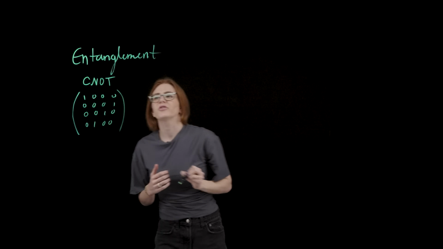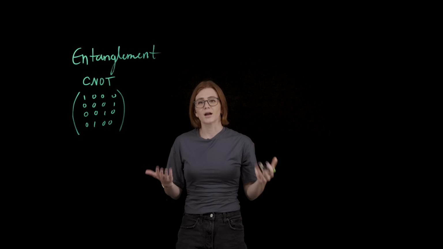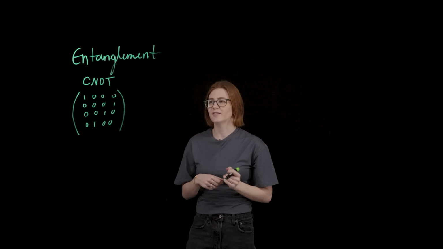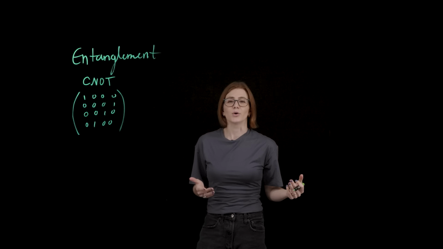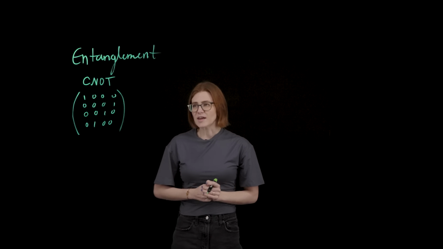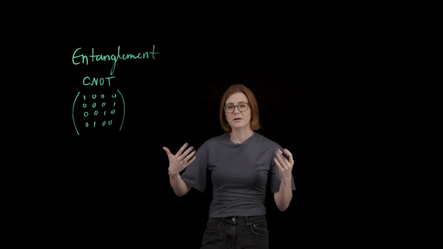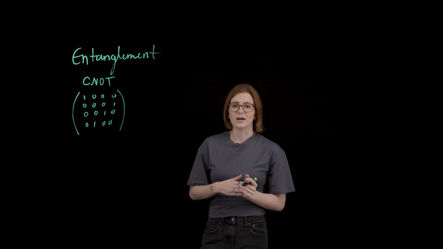So the first thing you'll notice is that the CNOT gate, unlike the Hadamard gate, is a 4 by 4 matrix, which means it acts on two qubits simultaneously, whereas the Hadamard gate only acted on one. And we say that the CNOT gate flips the target qubit only when the control qubit, or the first qubit, is in state 1. So now let's work through the math and actually see how the CNOT gate creates entanglement.